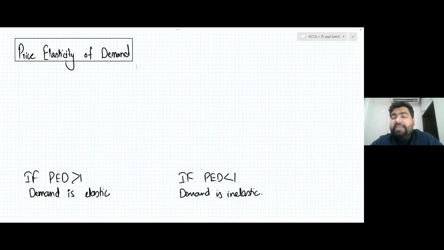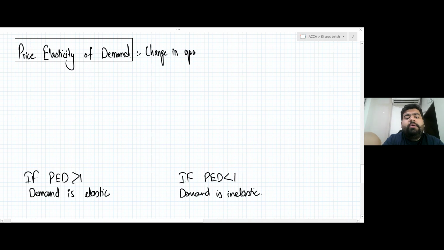But there are some products available in the market for which quantity will decrease so much as compared to the price. Maybe you are increasing the price by just 50%, and its quantity is decreasing by maybe 150%, possible. So price elasticity of demand actually tells you the change in quantity, you can say the increase or decrease in quantity, due to the change in price.